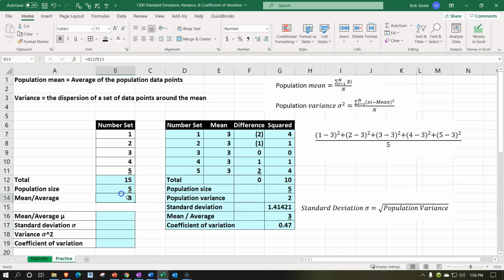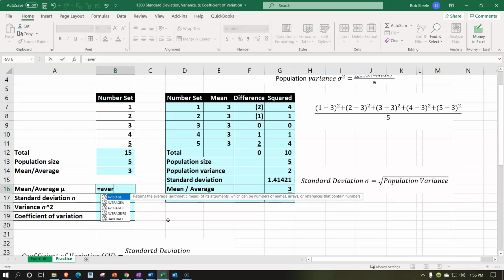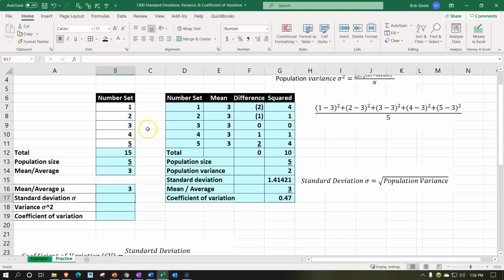Now let's do some of these with the formulas on the left-hand side. If I was just to do this quick hand on the formulas, we can say, okay, the average or the mean, we can do this equals the average in Excel. We call it the average in Excel. And we would then just take the average of that data range, and that would give us the 3.